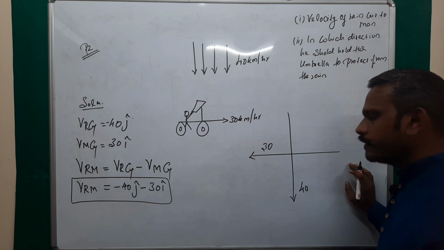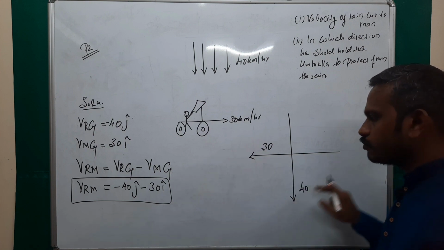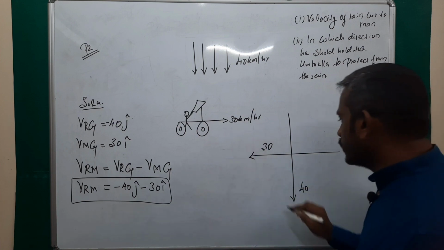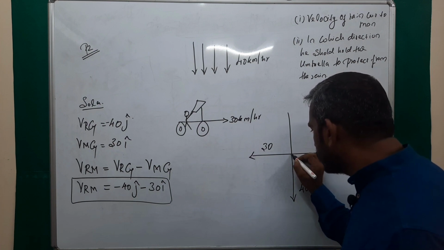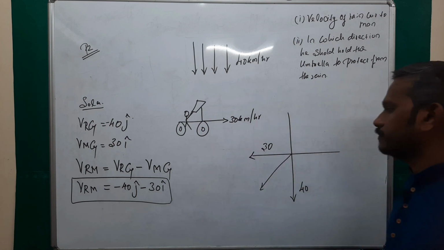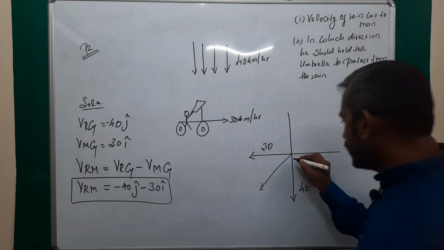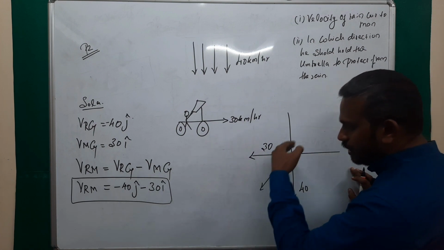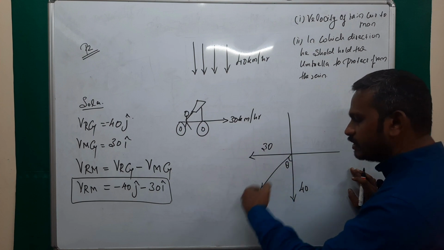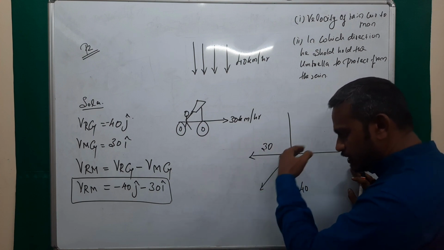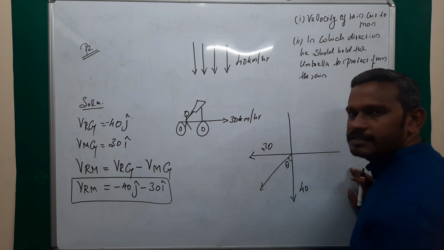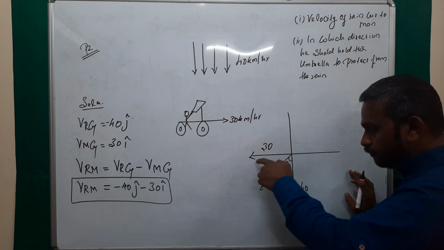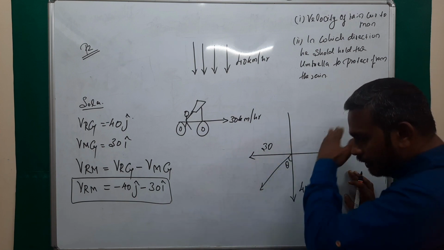So according to the parallelogram law of vectors, what is the direction of the resultant vector? The resultant vector is acting in this direction, which makes an angle theta. So for a moving man, the direction of the resultant rain is in this direction. So he feels that the rain is coming in this direction.